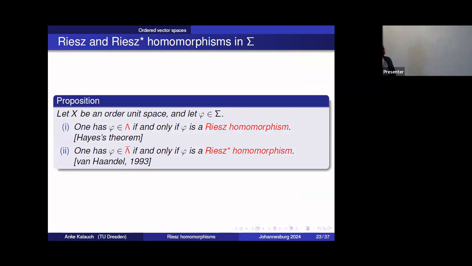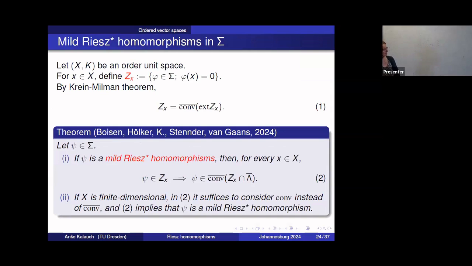And now that we figured out that these mild Riesz homomorphisms and Riesz homomorphisms are not the same, we wanted to see it geometrically as well. We wanted to see it in these pictures, what are the mild Riesz homomorphisms. It was not so straightforward. But we got kind of a geometric description of it. So we are again in the sigma, we want to know what are the mild Riesz homomorphisms.